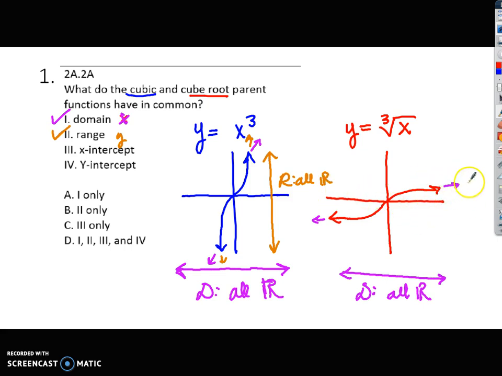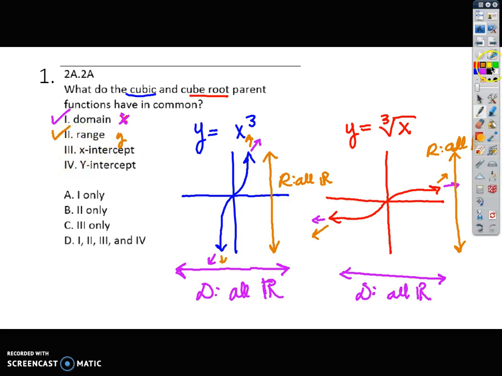What about the range for this one? Again, I'm going to look at it going up and down because it's the y's. So this one is going to go up that way forever, right? I'm kind of exaggerating a little bit. And this one is also going to go that way. So again, it doesn't matter what y I pick, it is going to be present in this function. So that means the range is going to be all real numbers. So these two also have that in common.